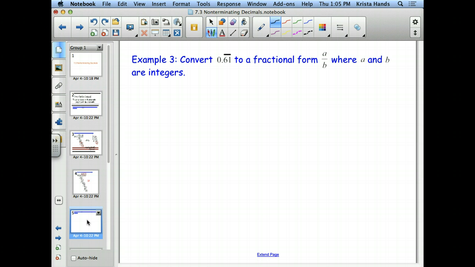Notice that this repeating bar is actually over the 6 and the 1. Do you see that? Okay. So this repeating bar being over the 6 and the 1 is important to note, how many places it's over. So the first thing you're going to do is write down n equals that value. You're just going to give it a letter name. You're going to give it n. You could use something else if you wanted to.